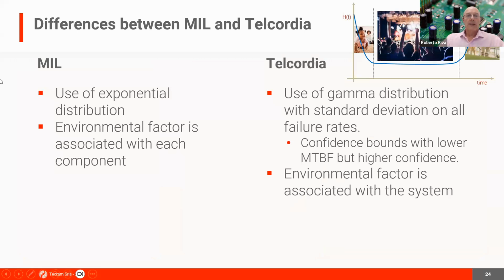So what is the difference between MIL and Telcordia? MIL uses an exponential distribution. Telcordia uses a gamma distribution with a standard deviation on all failure rates. And that produces confidence bounds, which enables us to improve the projection if we think perhaps we've been too optimistic. So we want to make life a little bit harder, say. Environmental factor is associated with each component. Environmental factor, in fact, as we've seen, is associated with the LRU.